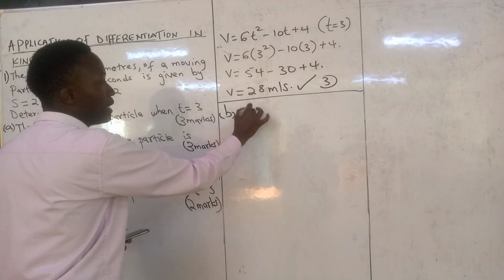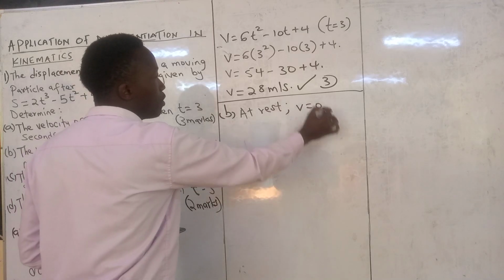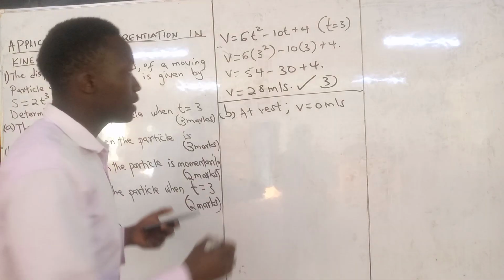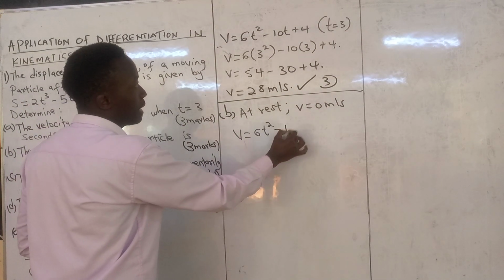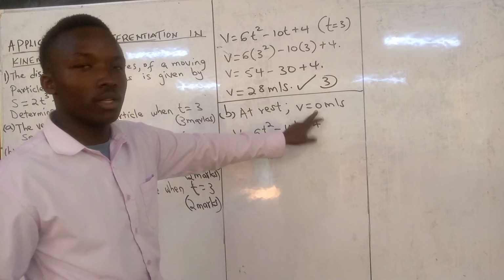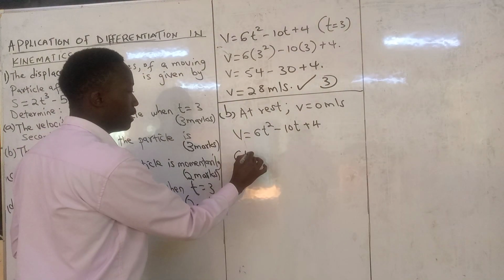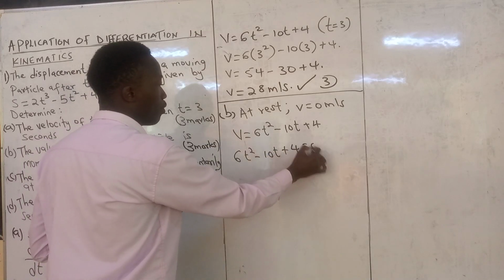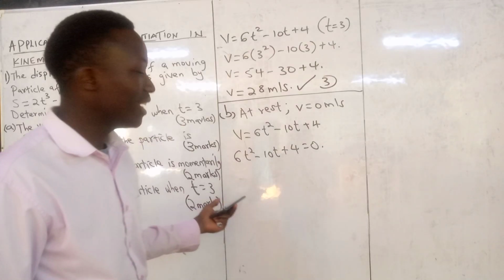So what we need to understand is that at rest, velocity is always equal to 0 meters per second. And since we have our equation for velocity, we will say v is equal to 6t squared minus 10t plus 4. Having our velocity equal to 0, we will equate this equation with 0 and have 6t squared minus 10t plus 4 is equal to 0. So we can solve this. This is a quadratic equation.